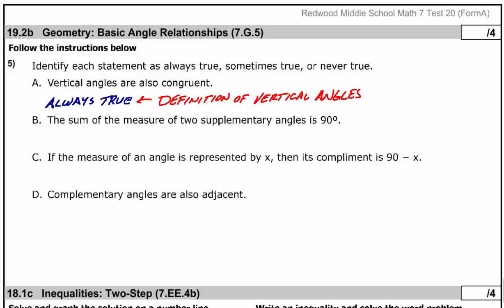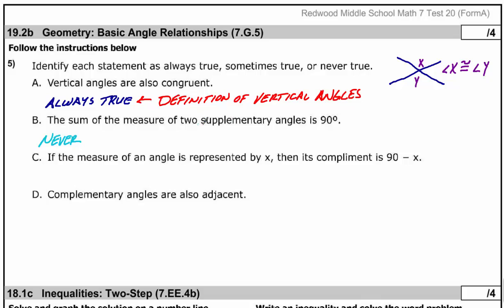If you wanted to show that with a diagram, remember I told you you had to have an explanation for each one. Here we go. This is angle X, this is angle Y. They are vertical angles, and so we know that angle X is congruent, that's a horrible little thing for congruent, is congruent to angle Y. They're the same size. All right, the sum of the measure of 2 supplementary angles is 90 degrees. That is never true.